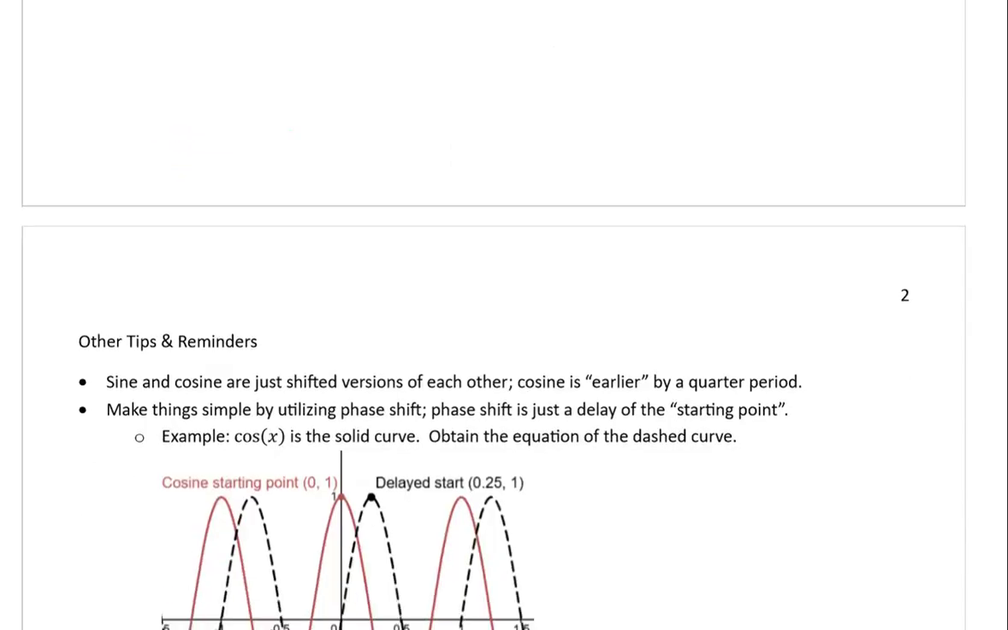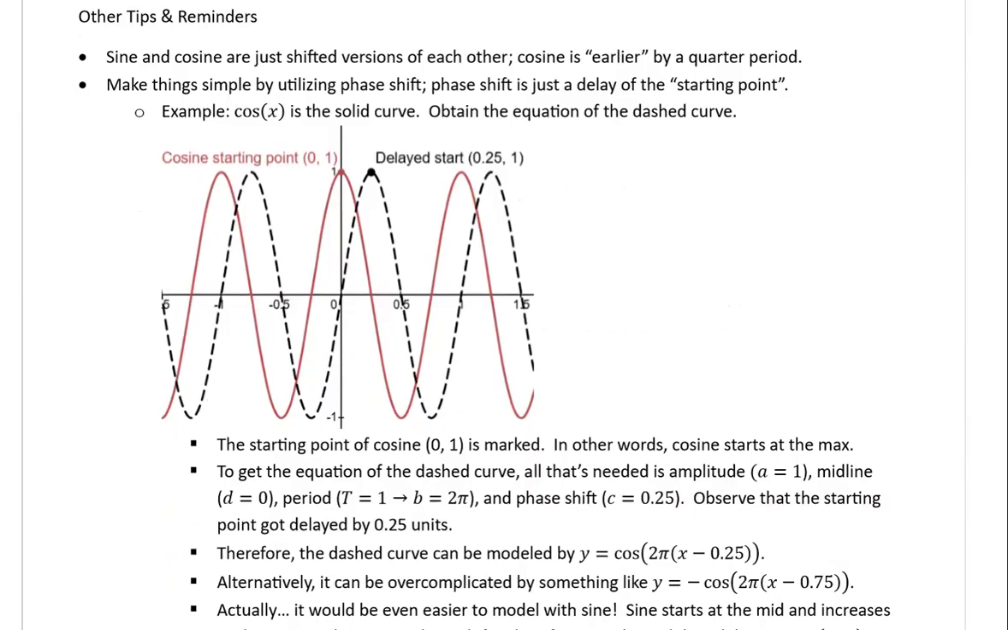And now let me go over some other tips and reminders, all right? Okay. Sine and cosine, remember, are just shifted versions of each other. Cosine is earlier by a quarter period. I went over this in the graphing trig functions video, the parent function video, okay? Cosine is just earlier by 90 degrees. Okay. In these modeling problems, the key idea is make things simple. Don't make your life harder than it needs to be. Okay. Utilize phase shift to your advantage. Phase shift is just the delay of the starting point. Okay. If you utilize phase shift, you don't have to worry about any reflections at all.